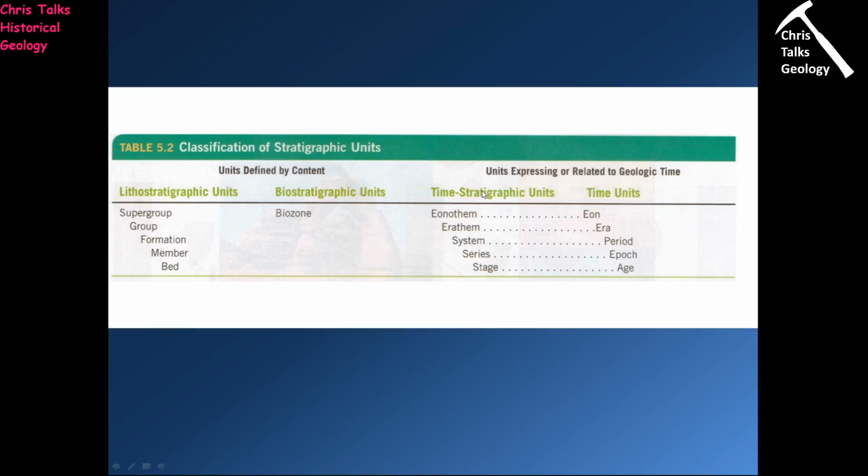In terms of the units related to time, we have the time stratigraphic units, going from smallest to largest: stage, series, system, erathem, eonothem. And then we have the time units: age, epoch, period, era, eon. And they match up almost perfectly, but not every time. So they are considered to be distinct from one another.